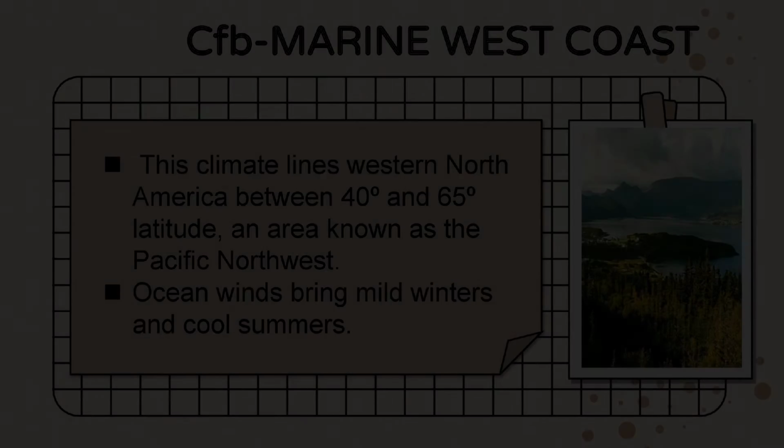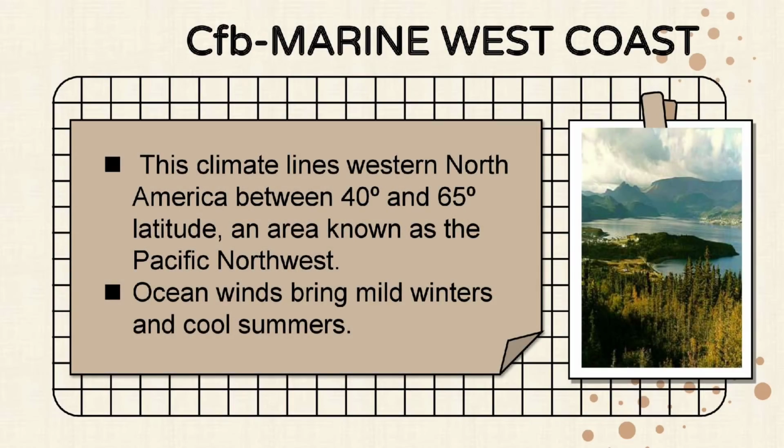So the last one is the marine west coast. This climate lines western North America between 40 degrees and 65 degrees latitude. This type of Group C, this area is known as the Pacific Northwest. Ocean winds bring mild winters and cool summers.